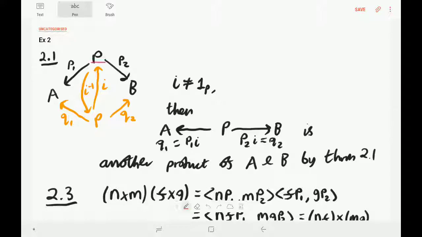we're supposing that we have a product P of A and B with projections P1 and P2, and then we're supposing that there's a non-identity isomorphism I from P to P, so a non-identity automorphism, if you like, and we're asked to then show that there are projections other than P1 and P2 from P to A and B, which are forming another product. So we just basically use theorem 2.1.